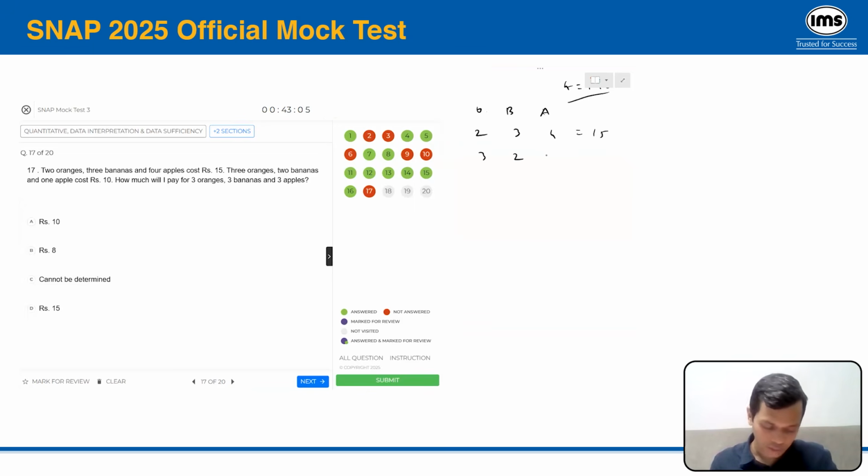3 oranges, 2 bananas, 1 apple, 10 rupees. If I add up, it becomes 5, 5, 5, which is 25. How much will I pay for 3, 3, 3, 1, 1, 1? 15 rupees.